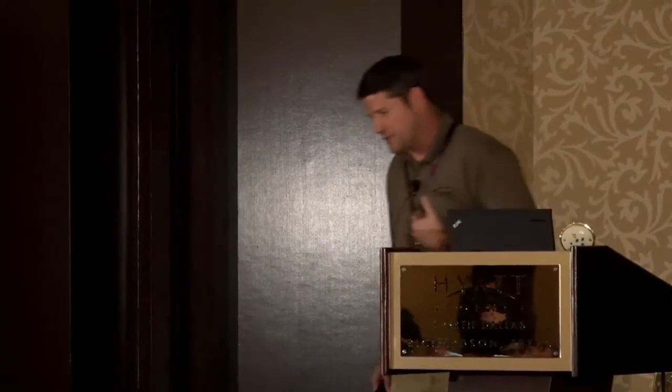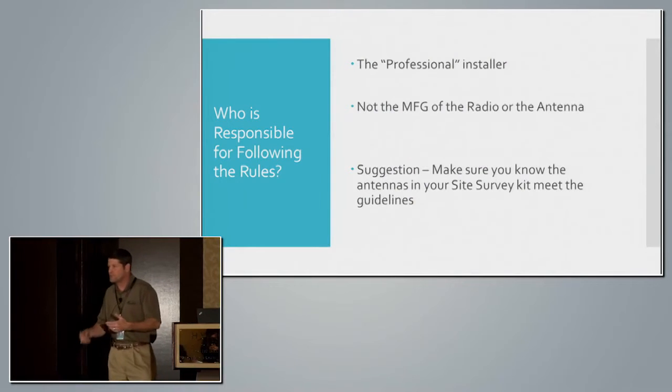One of my suggestions, again, I'm an old school guy, I like the physical site surveys. Make sure your site survey kit, if you're going to be surveying with a specific radio, just make sure your kit has the antennas in there that you know are meeting the compliance. That way when you get out and you're surveying, you don't accidentally spec in an antenna that accidentally is out of compliance. Just make it simple. Do a little bit of legwork up front.